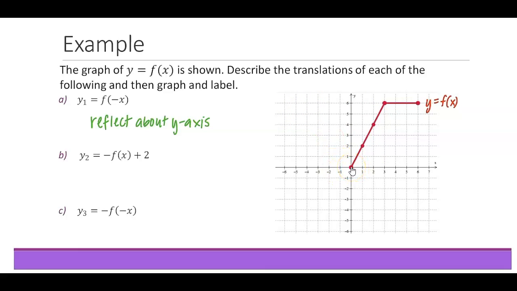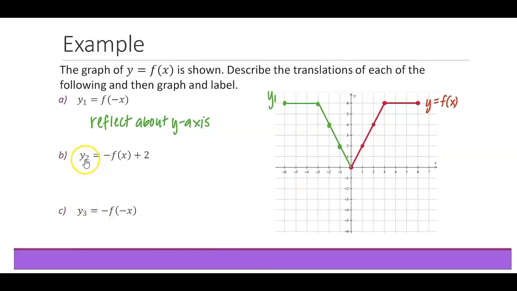So 0, 0 stays the same. 1, 2 will be at negative 1, 2. And then we can see 2, 4 would be at negative 2, 4. And then we have 3, 6 would be at negative 3, 6. And then we have 6, 6 would be at negative 6, 6. So we'll go ahead and label those points and then go ahead and connect them so that we can create that mirror image on the other side of the y-axis. And we're told to label this the graph of y1.